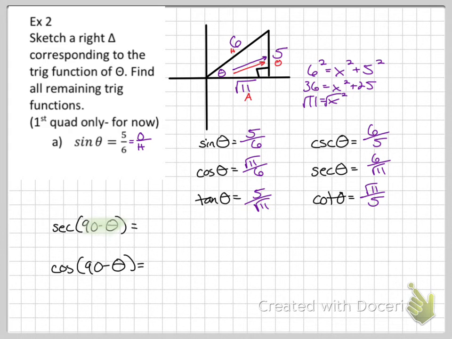So secant does not start with the word co, or the sound co. So I add co in front of it for the complementary cofunction. Secant becomes cosecant, just of theta, and my answer to cosecant was written up above. I see 90 minus theta, a complementary cofunction of cosine. Cosine already has a co in front of it. Drop the co and you're just left with sine. Sine was answered up above.